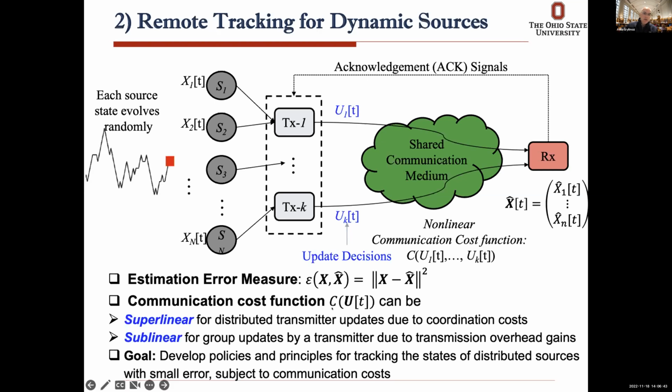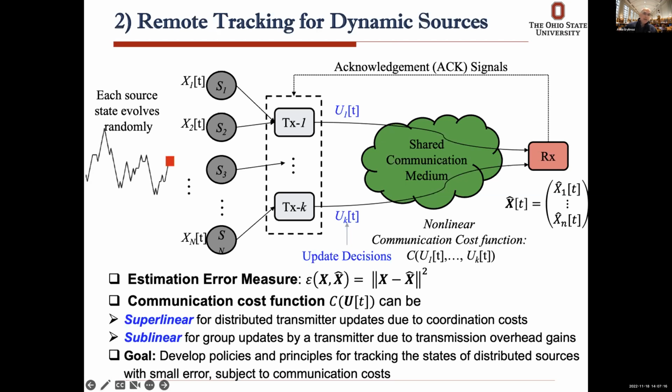That function, we took it to be a general form function. There are two cases of interest. One is where that function is a superlinear function. This is a scenario like a random access setting where updates are done independently of each other, and there needs to be collision resolution or some sort of control. The more updates there are at the same time, the more you have to pay, more than a linear amount. So this would be the superlinear case.